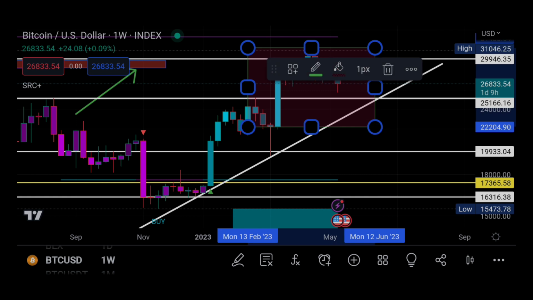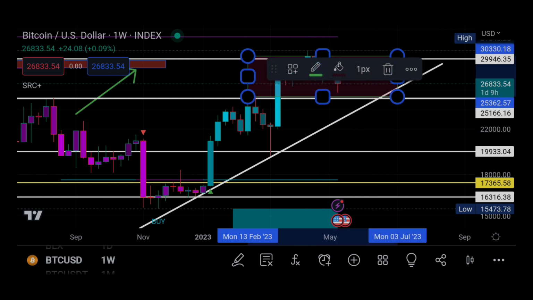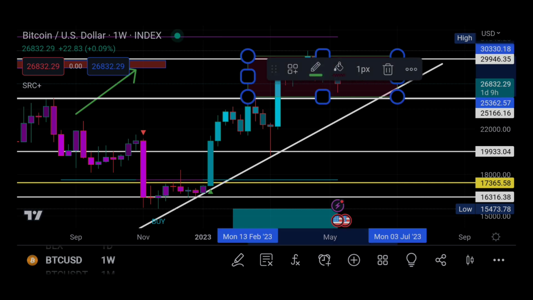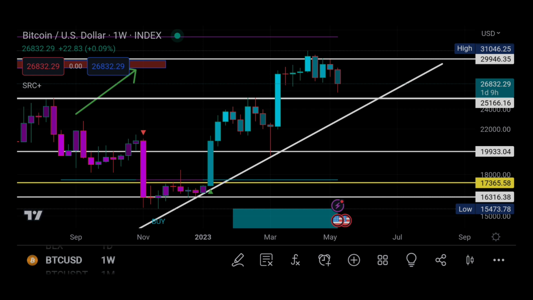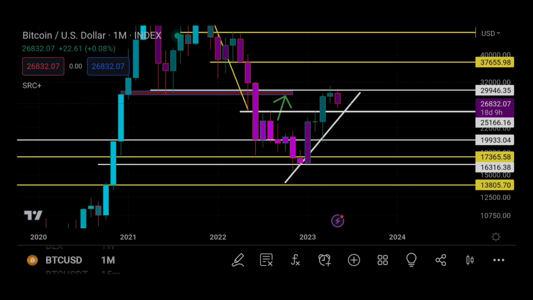Sorry, one second, let me put this there. This particular zone here, where we are right now, doesn't concern me much at all. Okay? So just to let you know, none of this actually concerns me because, as I said, it's fine. And on the monthly, when you start looking at the higher time frames, you can see that, again, the trend is intact. We're absolutely fine. A little bit of correction.